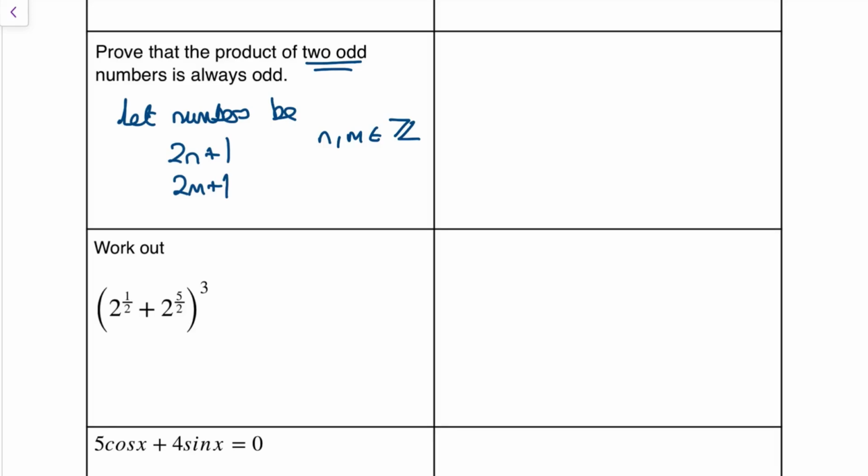Then I'm going to do the maths part. So prove the product of the two. I'm going to just work out the product. You don't need to say, I am doing the product. You can just do it. The examiner will know what you're doing. And that's going to give me 4nm plus 2n plus 2m plus 1.